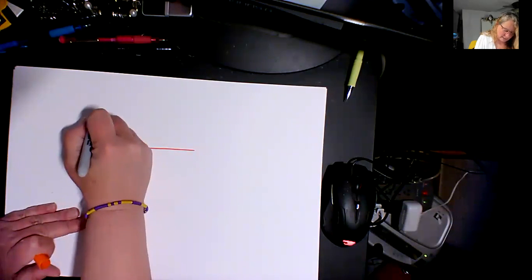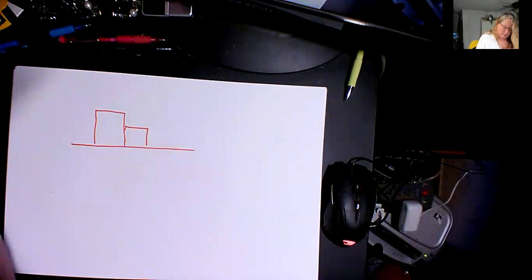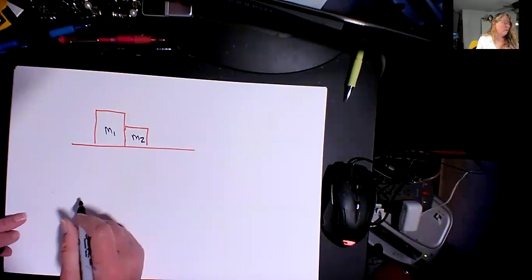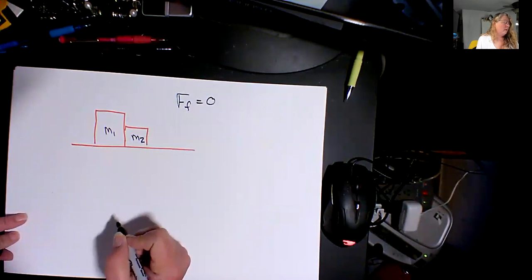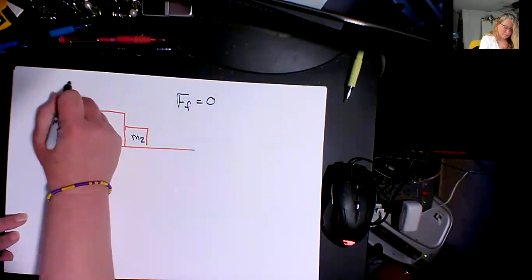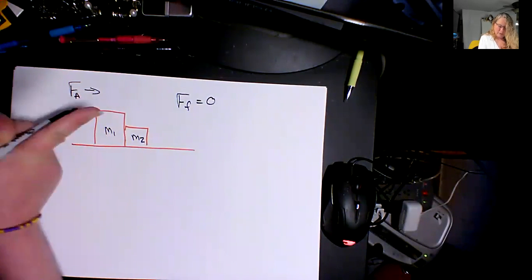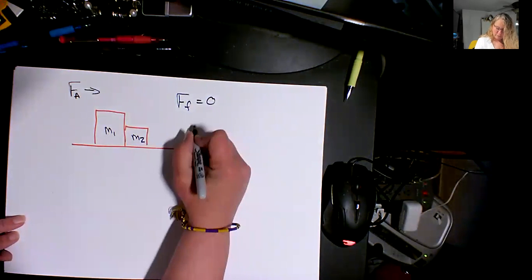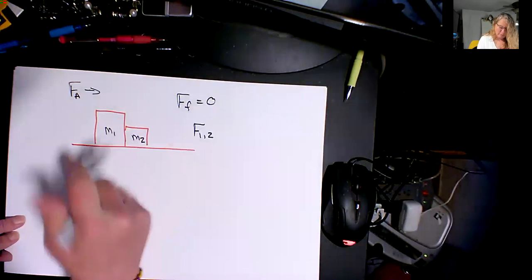In this one, the big mass is on the left and the little mass is on the right. I'll label them the same way they did: mass 1, mass 2. The force of friction is 0, and we're going to apply a horizontal force, level with everything, either to the right or to the left. We want to know the magnitude of the force of 1 on 2, and does it change depending on where I'm pushing?